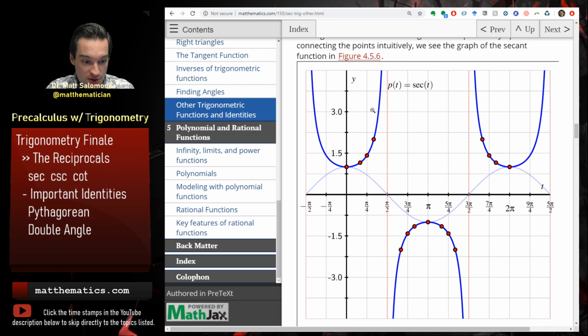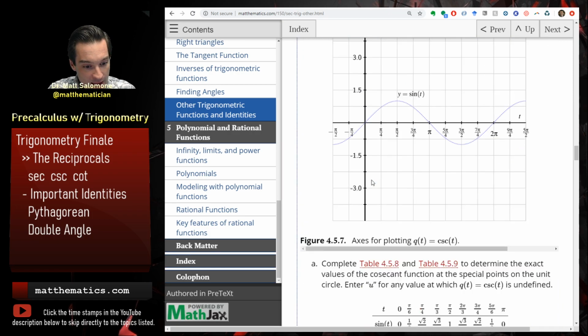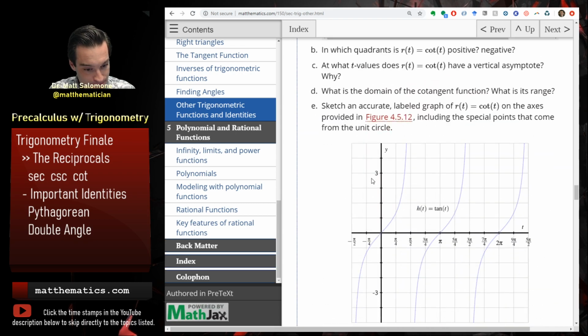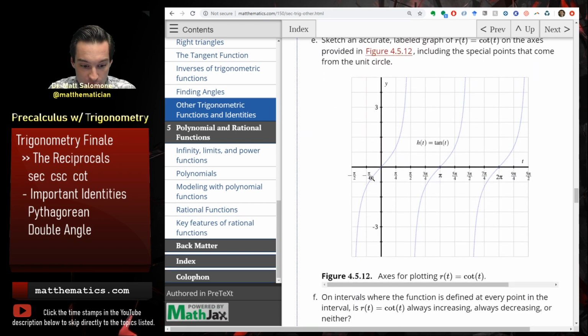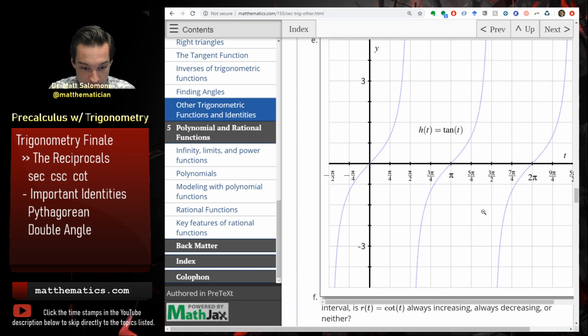And so picture the same phenomenon happening for the sine and the cosecant, which are also reciprocals of one another, just shifted by pi over 2 units. Everywhere that sine is equal to 0, which are now the integer multiples of pi, the cosecant is going to have a vertical asymptote, for the same reason that where cosine has zeros, secant has vertical asymptotes. And then for the cotangent, you can imagine that we have a similar story.